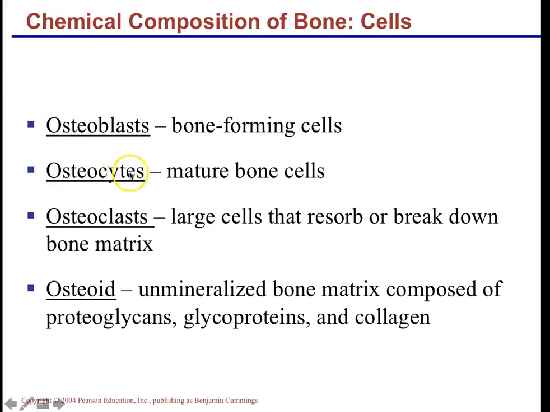Osteocytes are going to be mature bone cells that are trapped, that cannot move because they're surrounded by bone. And then osteoclasts are going to resorb or break down the bone matrix. That's going to be the way that you make all these canals. And that's also going to be the way that you can extract calcium, where osteoblasts are going to be the way that you can deposit calcium.